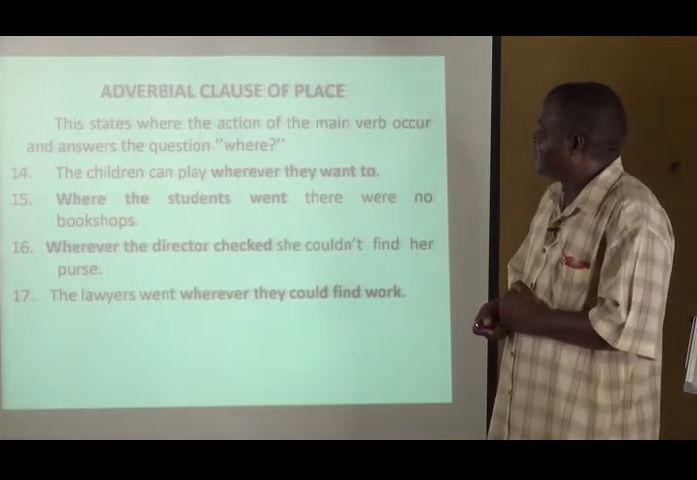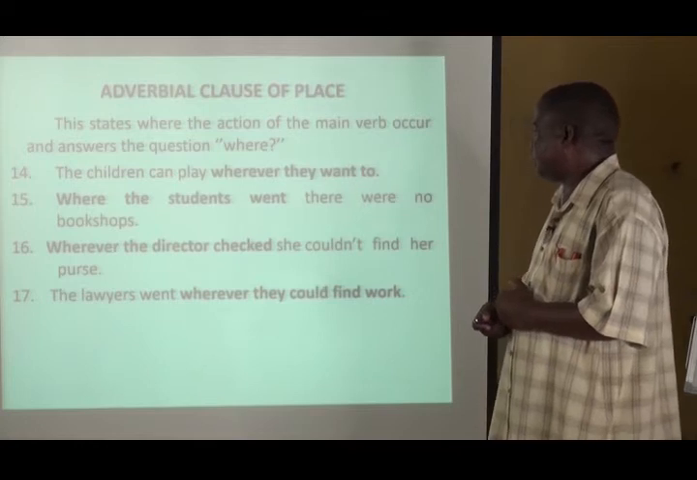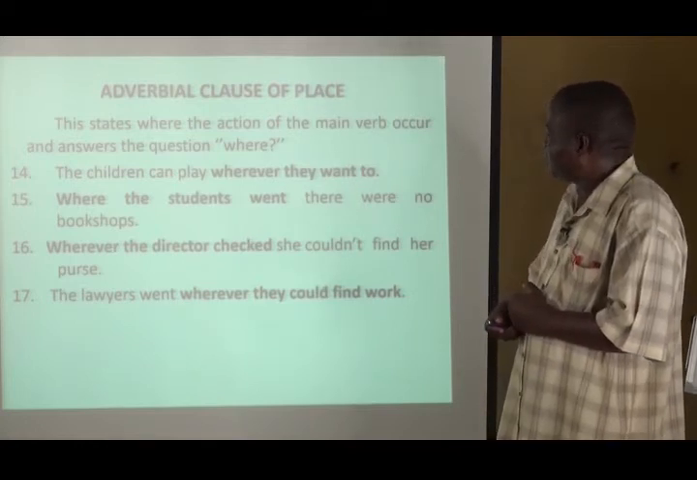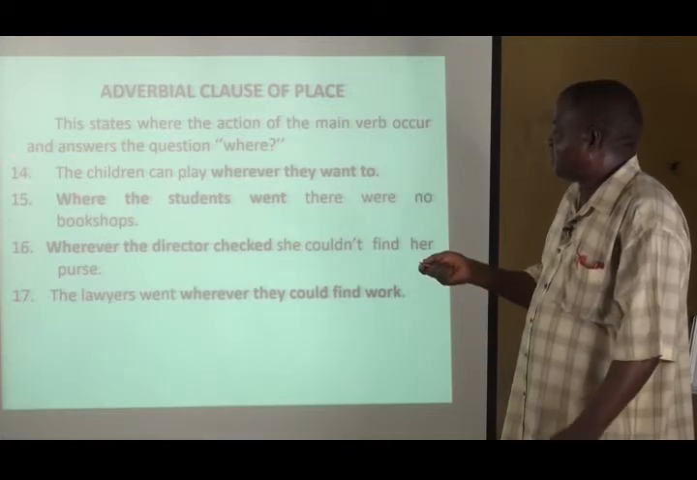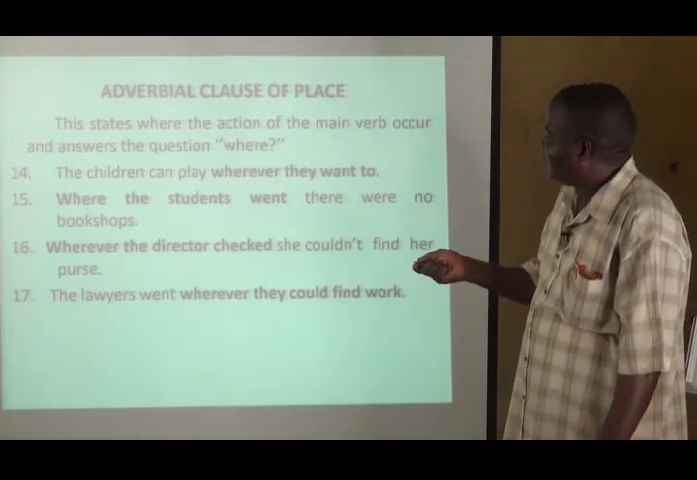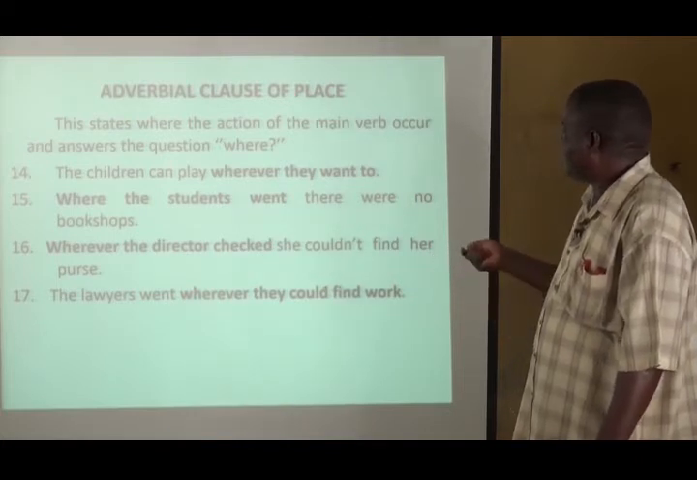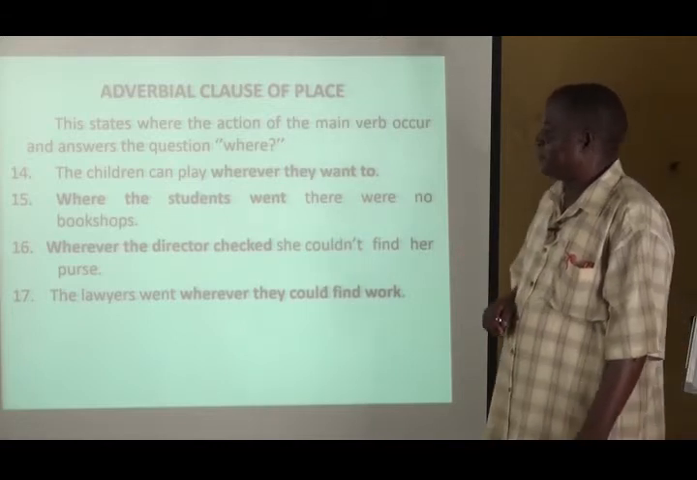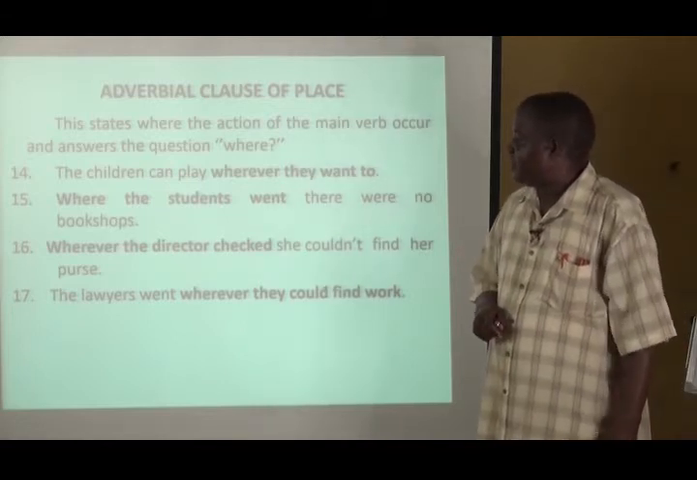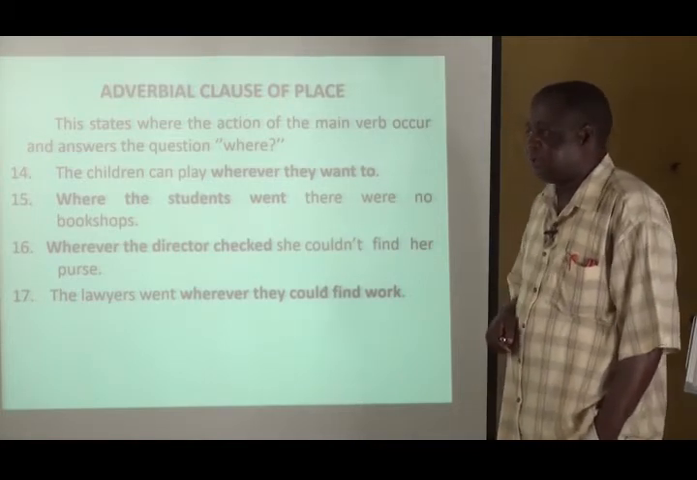Number 15. Where the students went, there were no bookshops. Our adverbial clause of place is where the students went. Our verb here is were. 16. Wherever the director checked, she couldn't find her purse.